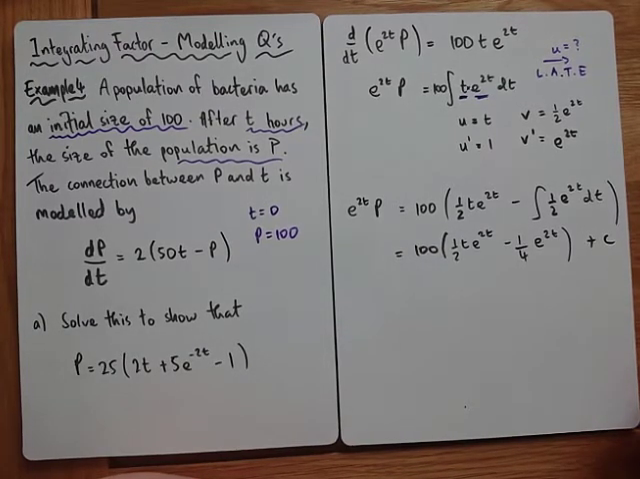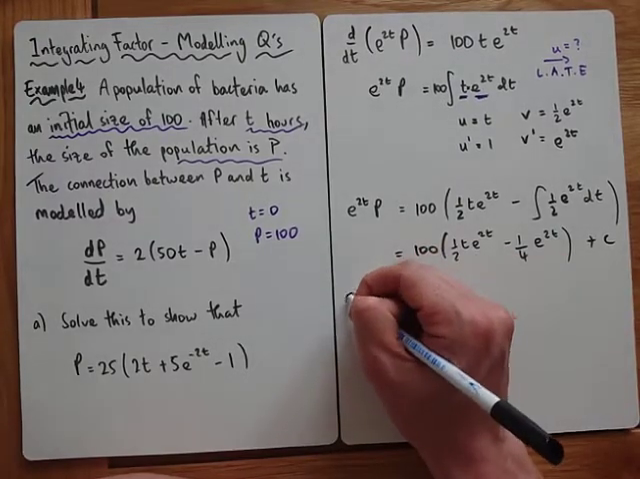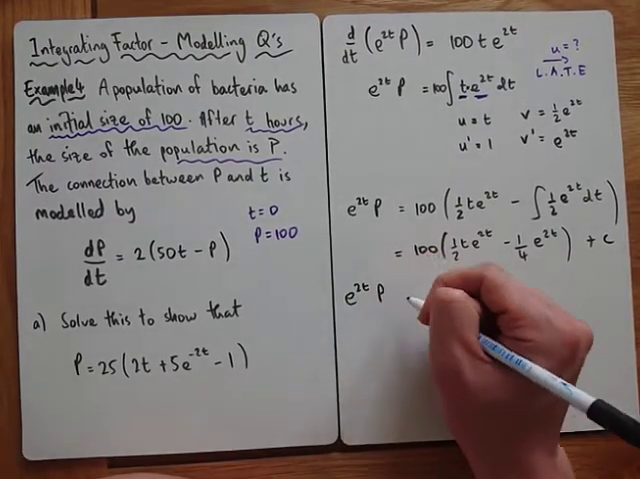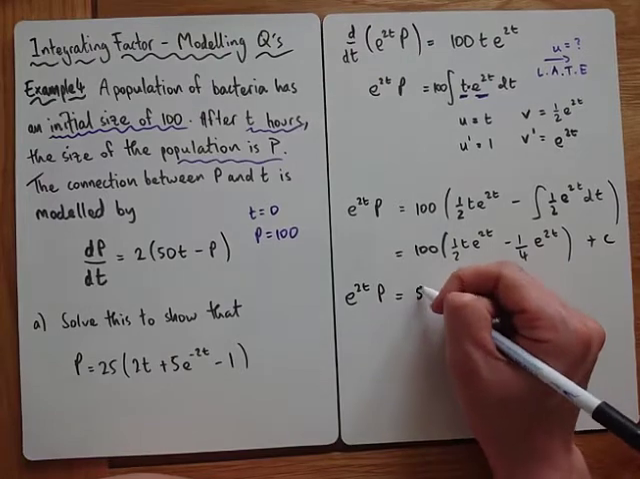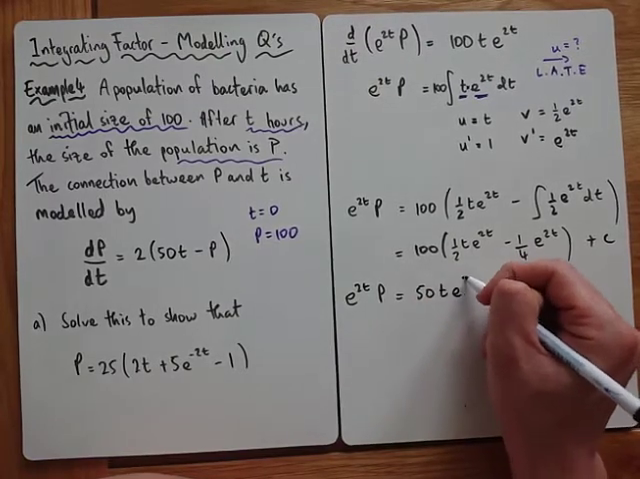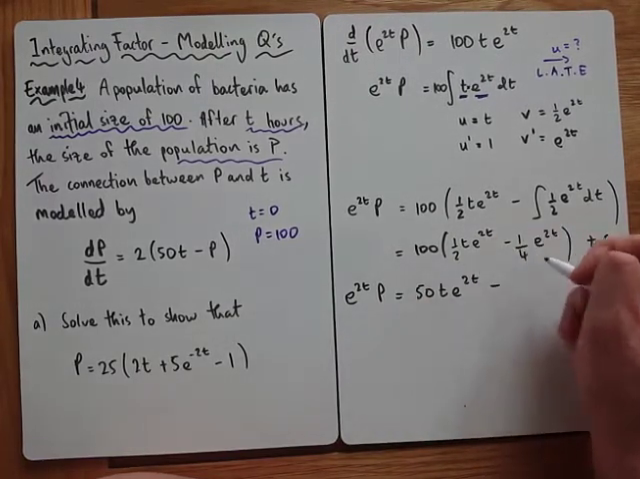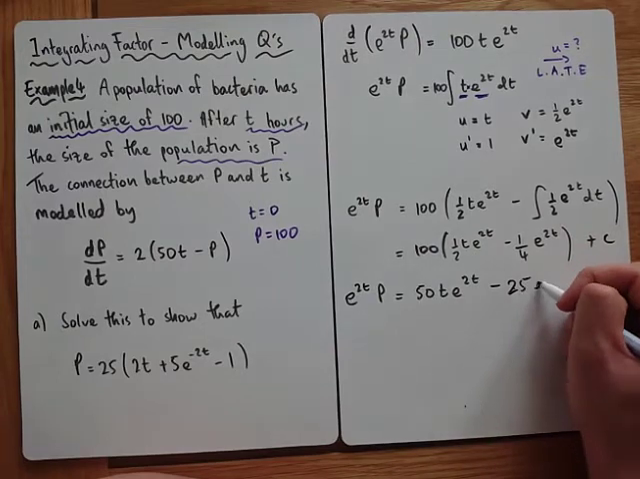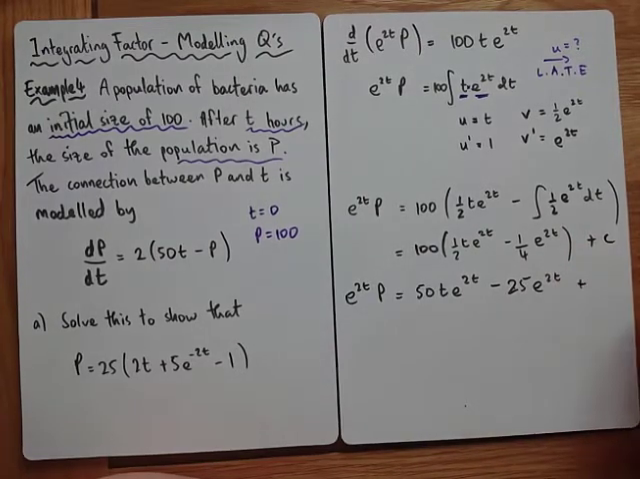Should we find a constant now? Yeah, I suppose we should. Maybe just expand this out first. So we've got e to the 2t, p would equal 50 t e to the 2t, minus 25 e to the 2t, plus a constant. You can call it 100 constants if you want, but it's just a constant that we're about to find.